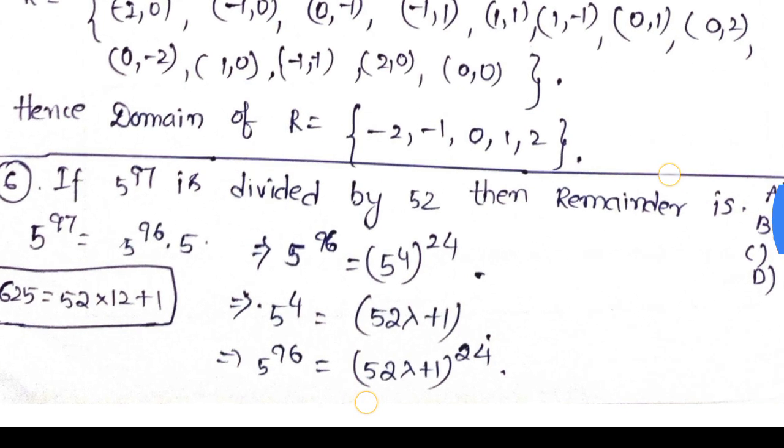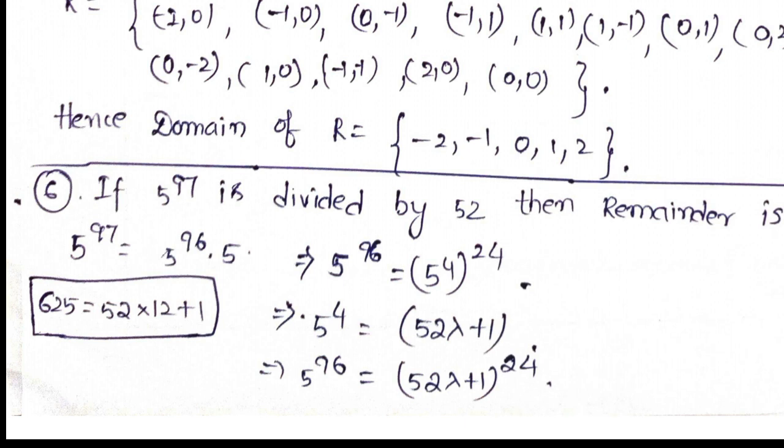Now 5 power 97 can be written as 5 power 96 into 5. 5 power 96 can be written as 5 power 4 whole power 24. We all know very clearly that 5 power 4 is equal to 625, which is equal to 52 into 12 plus 1. Why have we used 52? Because he asked us to divide by 52, and we will write the number 5 power 97 in terms of 52, and then it will be easy for us to write the answer. Let us take lambda: 5 power 4 is 52 lambda plus 1.